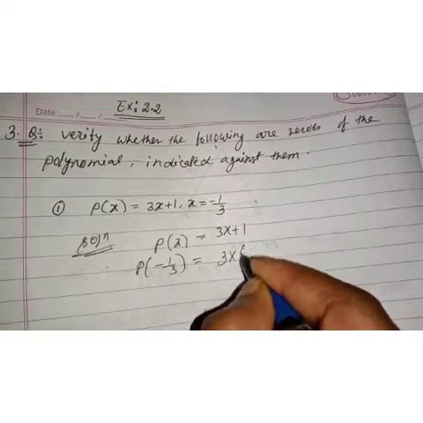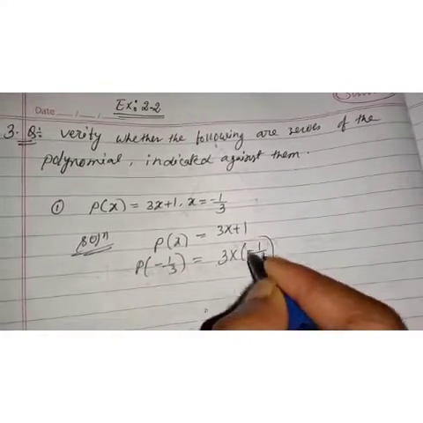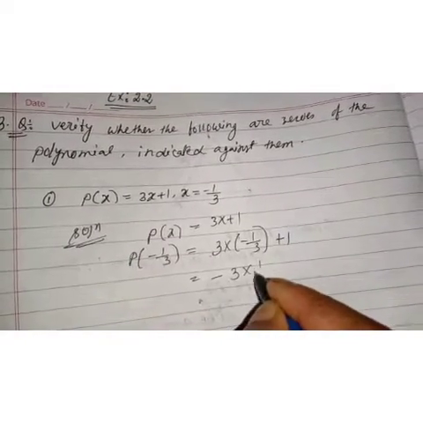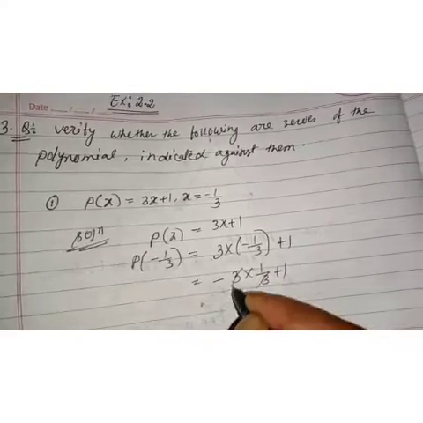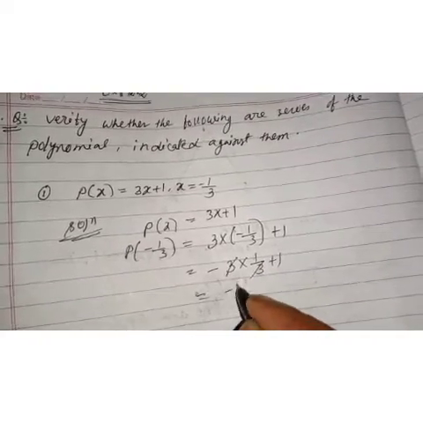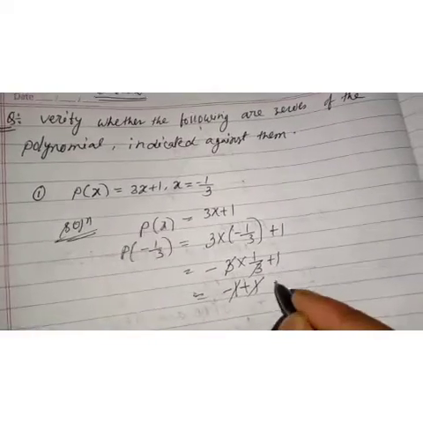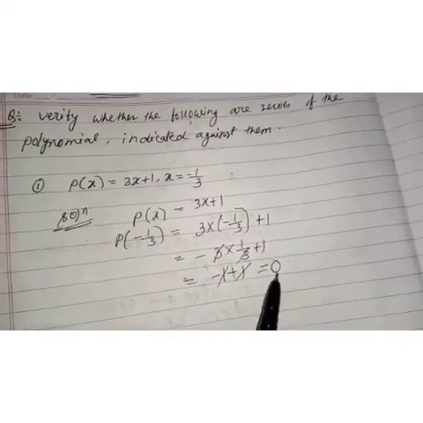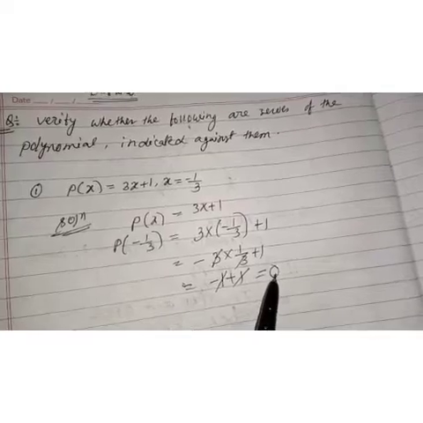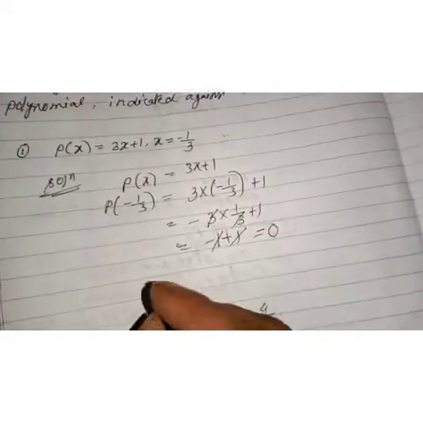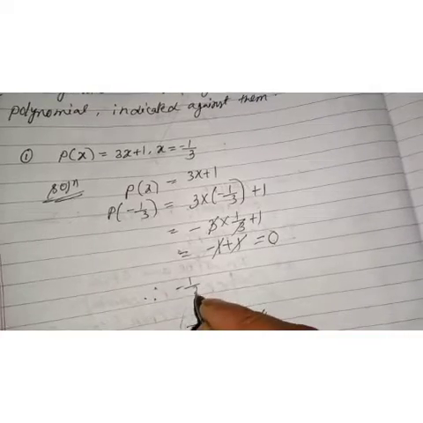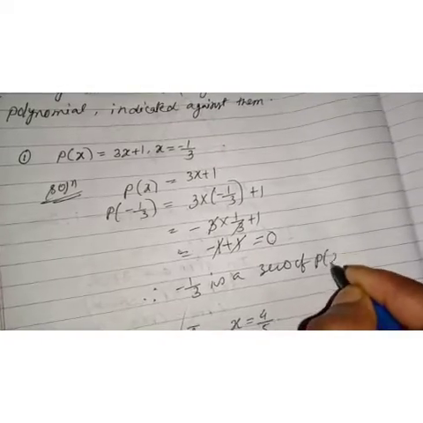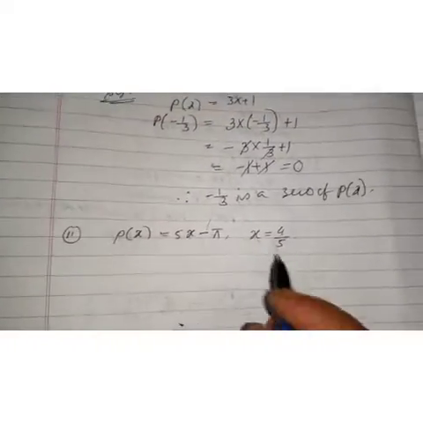Then 3 into minus 1 by 3. You have to give brackets here, don't forget. Then plus 1, minus 3 and 3 cancel. What is left? Minus 1 plus 1. Minus 1 plus 1 you can cancel. What is the result? 0. So after putting the value of x in p(x), you get the result 0. We already know that if the result is 0, then this is a zero. Therefore minus 1 by 3 is a zero of p(x). Understood? Okay.